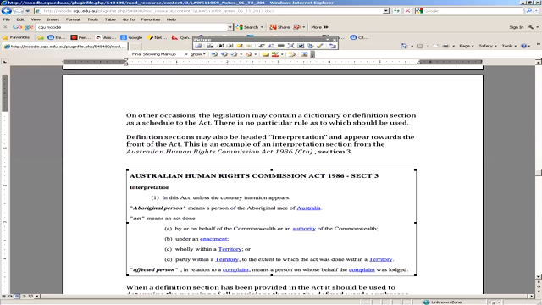You should start by focusing on the definitions in this Act. You wouldn't refer to the definitions in another Act unless there was nothing in this Act that helped you in terms of definition.